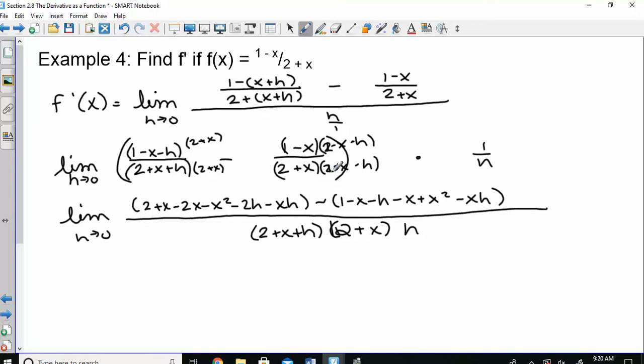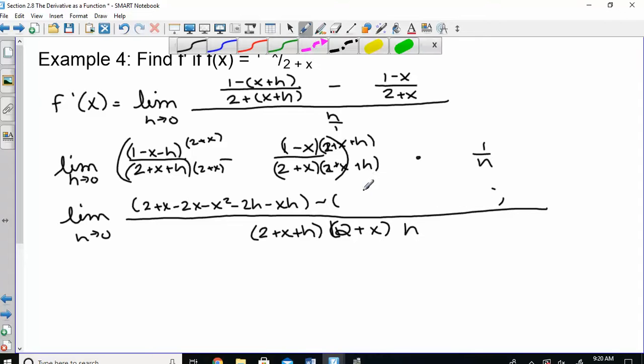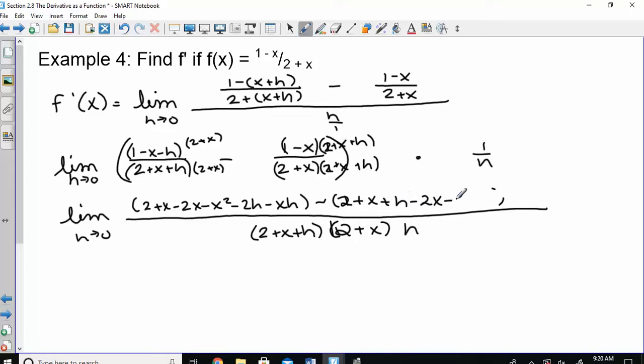2 right here? 2 minus x minus h? You guys weren't gonna correct me? Oh, what was I doing? Oh, I multiplied by the top. My goodness. Scratch that. Let's try again. So if I distribute, I get 2 plus x plus h minus 2x minus x squared minus xh. I'm sorry, guys.